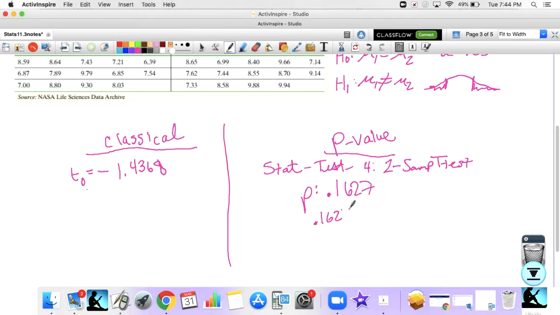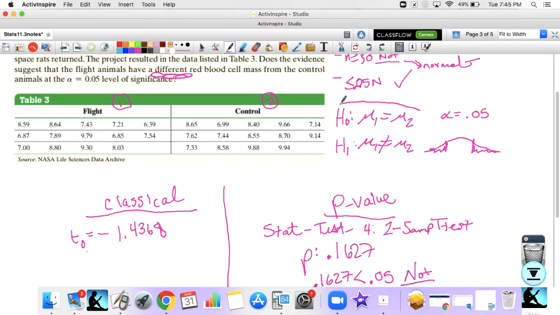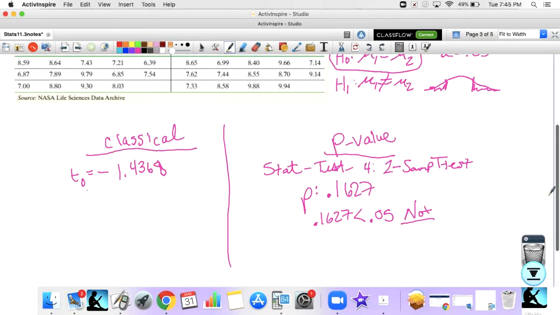We're going to take our p-value and ask ourselves if it's less than our alpha value. And here it is not less, so there is not enough evidence to accept our alternative. We instead do not reject the null, which means we're kind of like accepting the null.